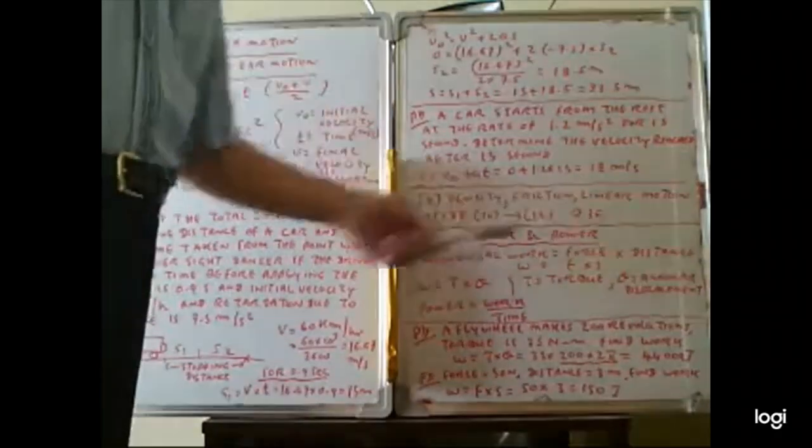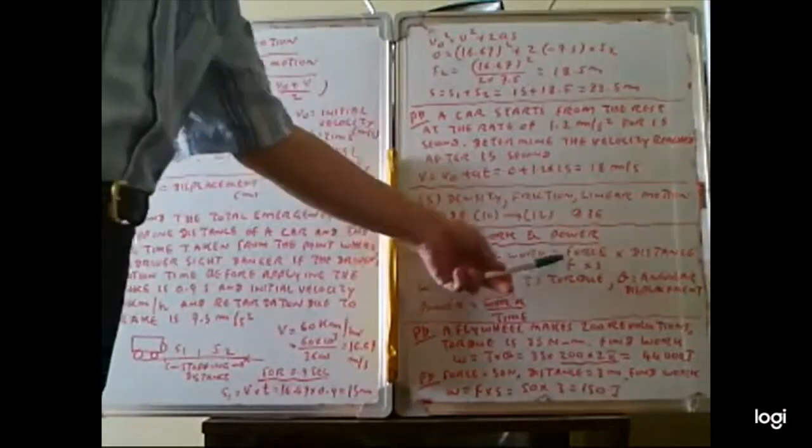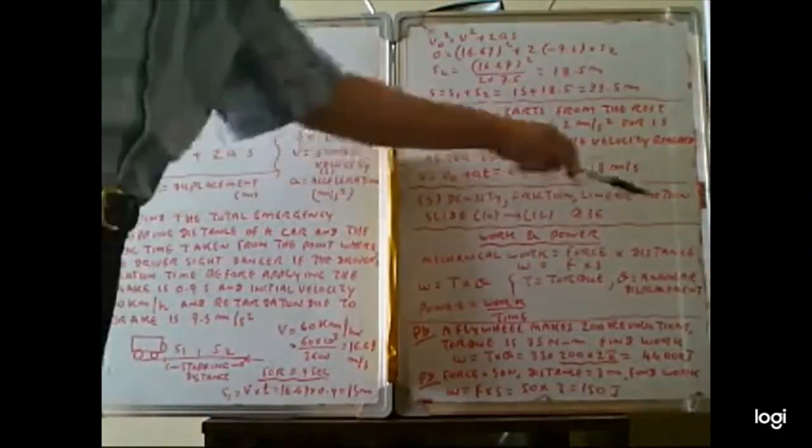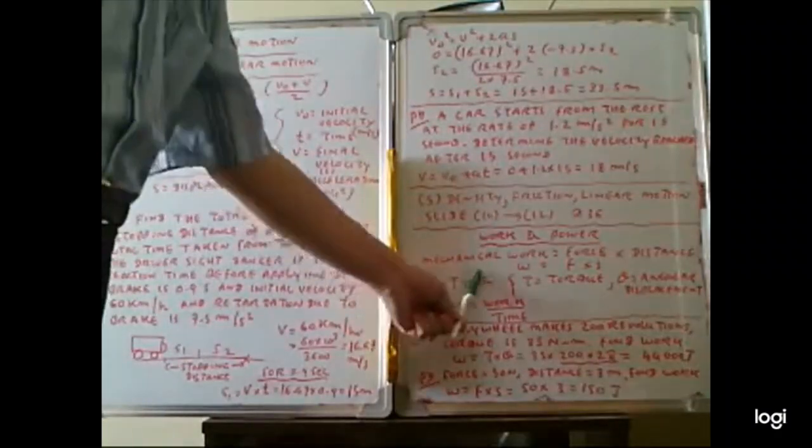The next topic will be work and power. Mechanical work is equal to force multiplied by distance. So W is equal to F times S. This is for linear movement. For angular movement, W is equal to T multiplied by theta.